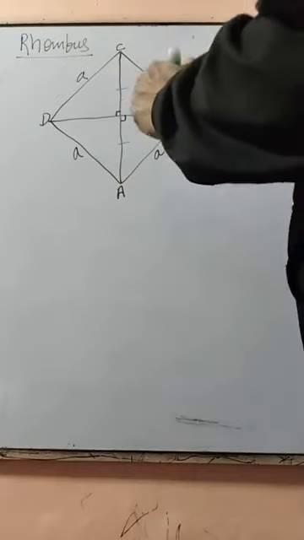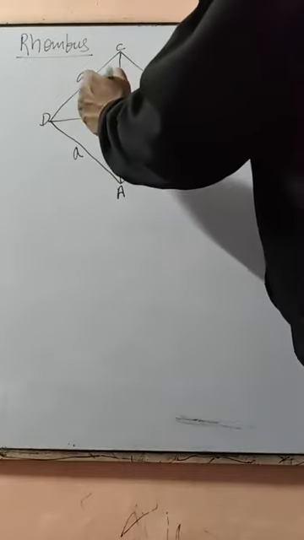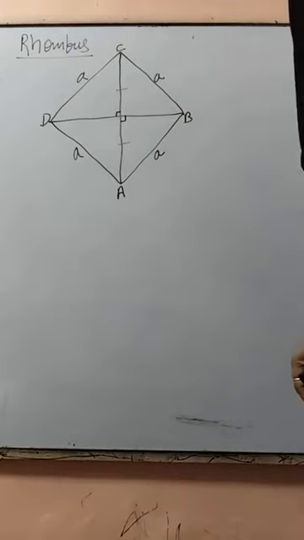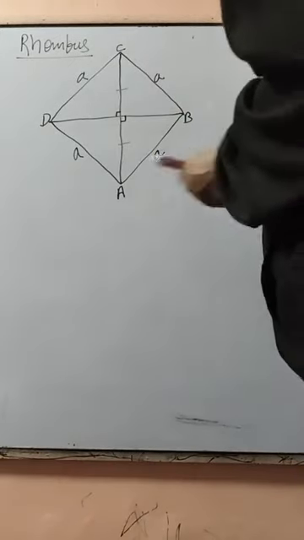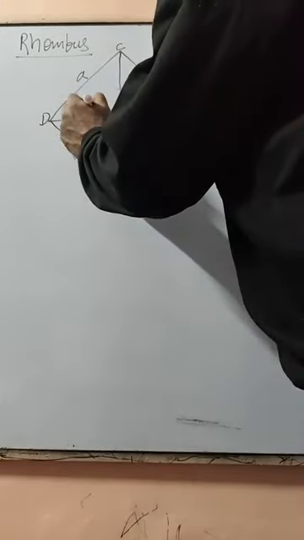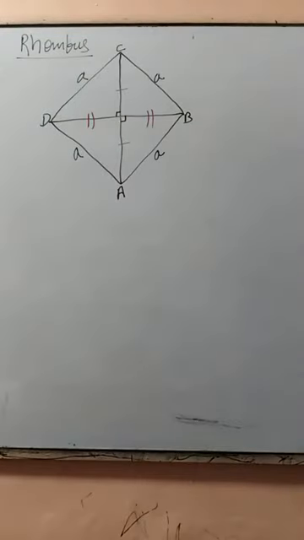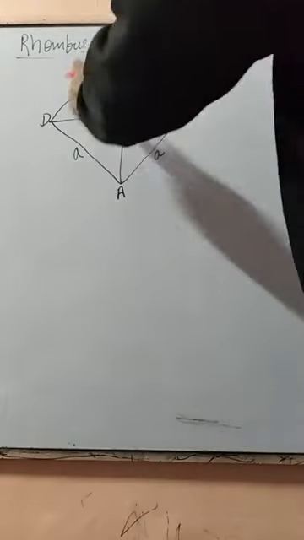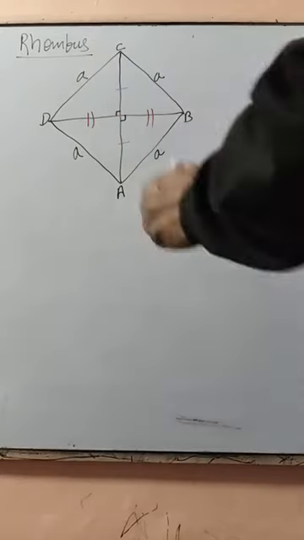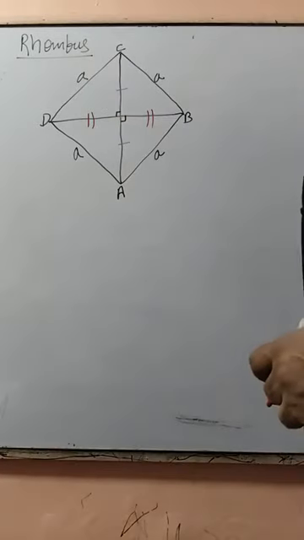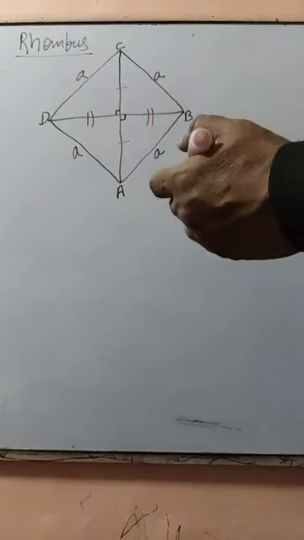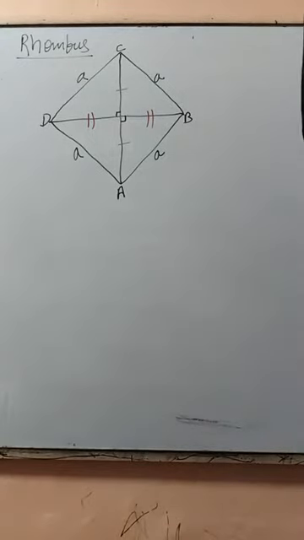Look at here. This is equal to this, and this is equal to this, right? And all sides are equal. This is called a rhombus. Got it? Yes, sir. Now do the solution. What is your question?